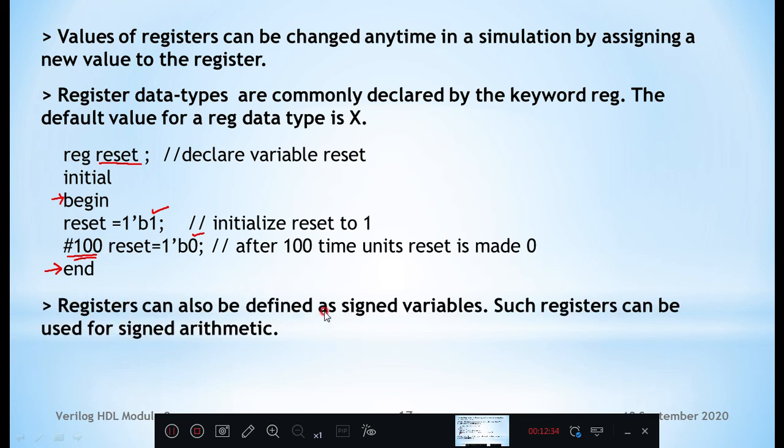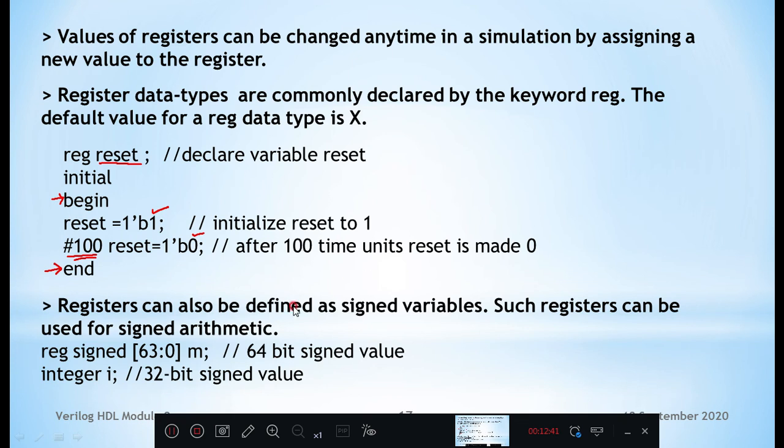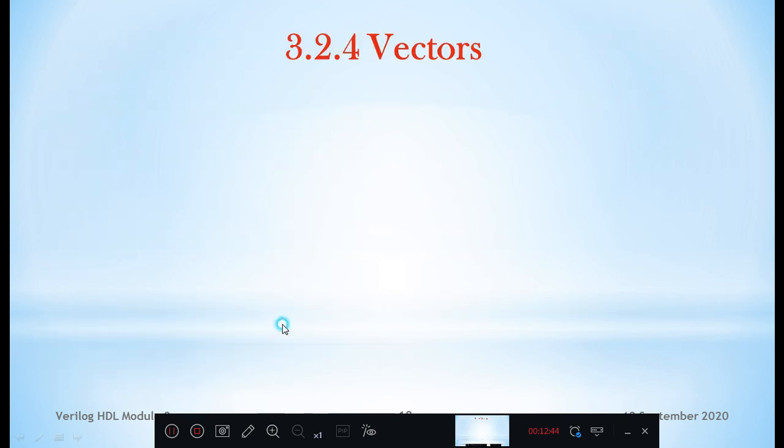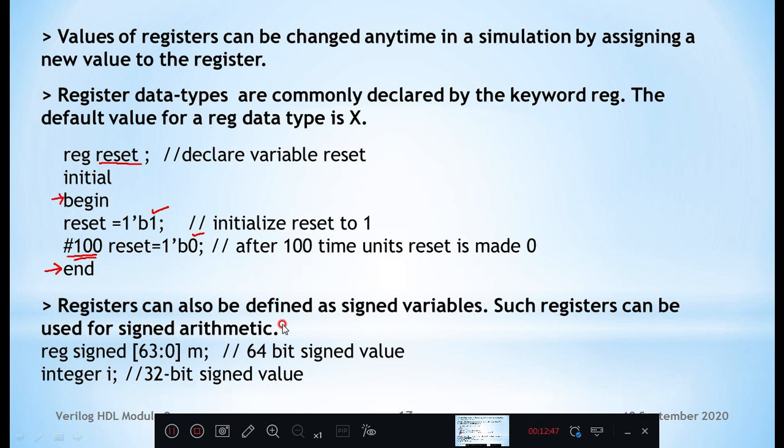Registers can also be defined as signed variables. Such registers can be used for signed arithmetic. For example, if you see reg signed [63:0] M, we are defining size 63 down to 0, meaning a 64-bit signed value. This is the keyword signed. A signed register of size 64 bits we have defined.